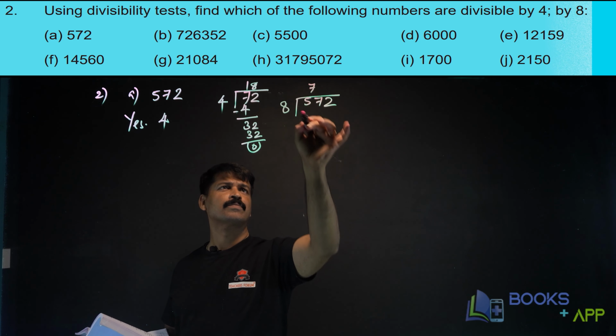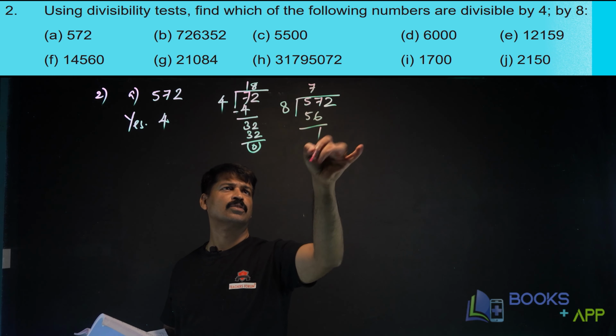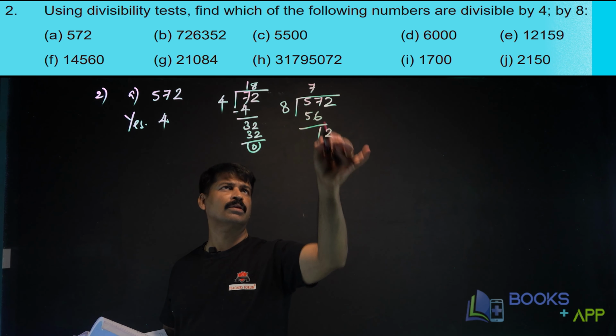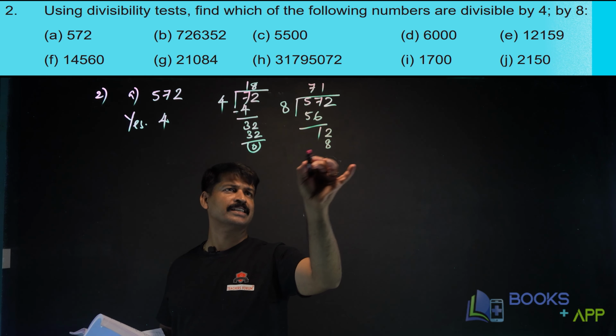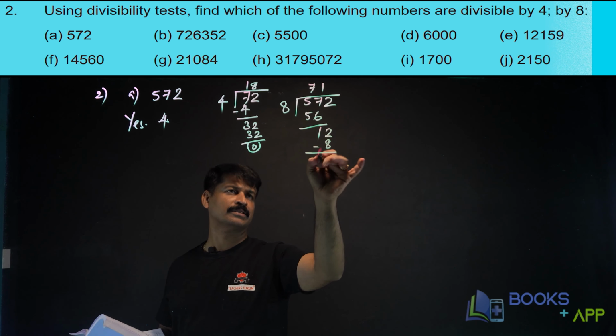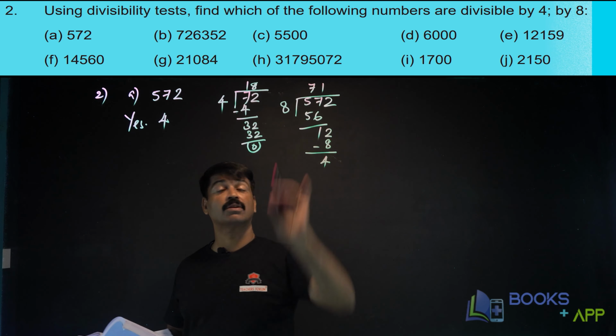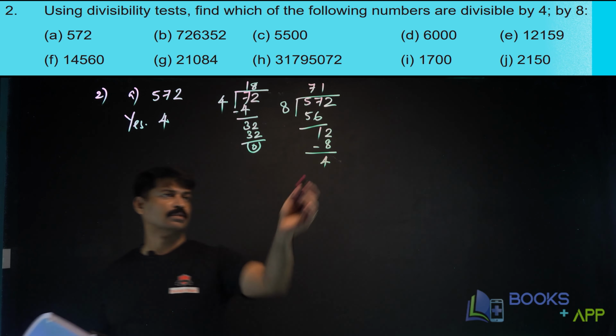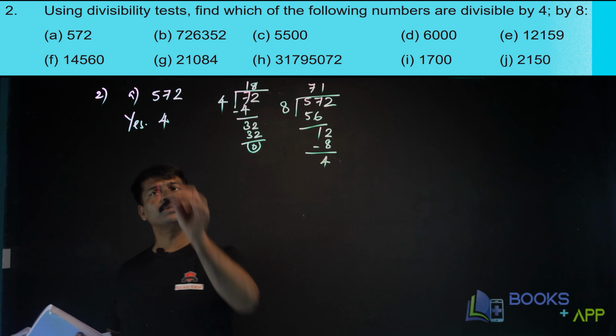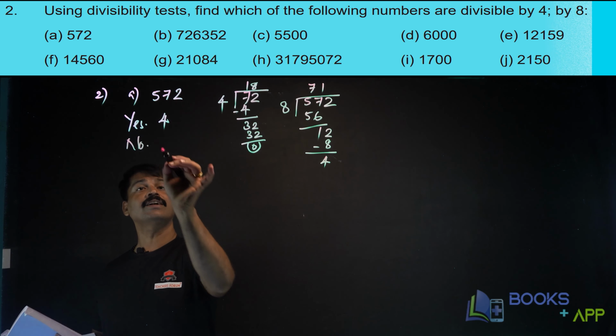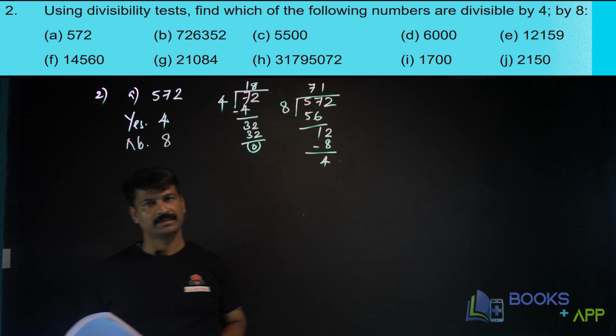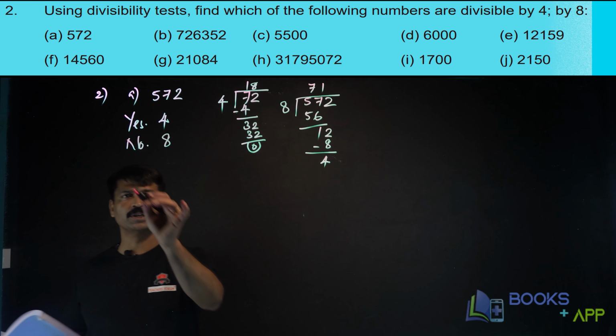7 8s are 56, remainder 1, 12. In 12, 1 8 is 8. Yes, when you subtract, you will be getting 4. It is not divisible by 8. So, remainder is not 0. So, what do you think? Yes, it is not divisible by 8. Let us do one more, then that will be clear to you.